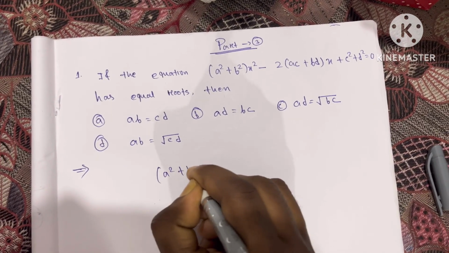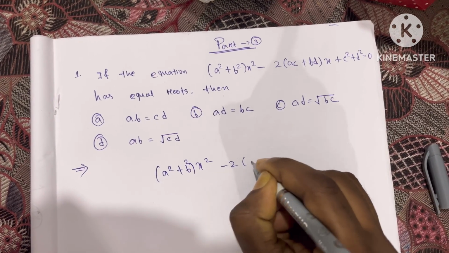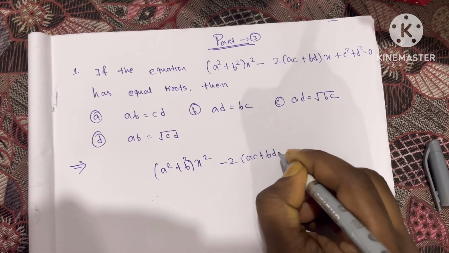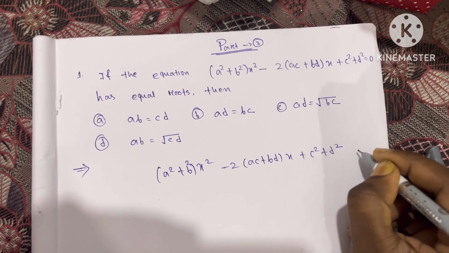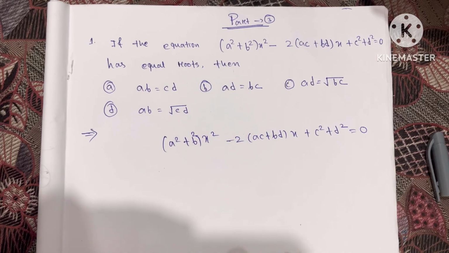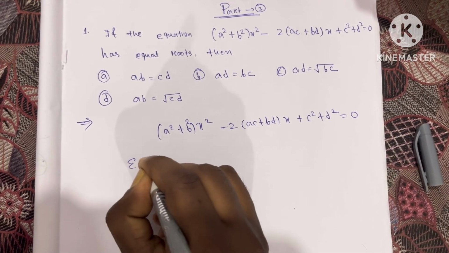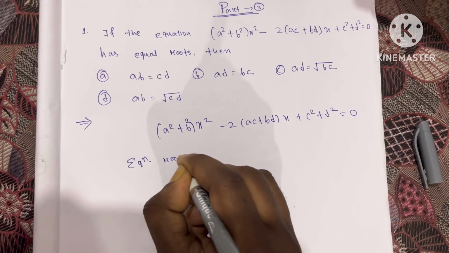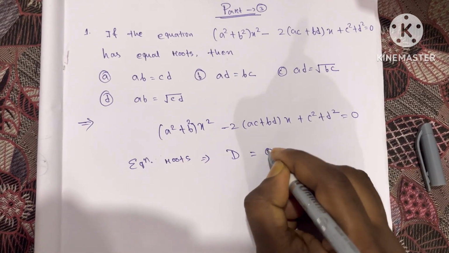a square plus b square x square minus 2 into (ac plus bd) into x plus c square plus d square equal to 0. Right? So this is a quadratic equation. According to the question, this equation has equal roots. So equal roots imply what? The value of the discriminant equal to 0.